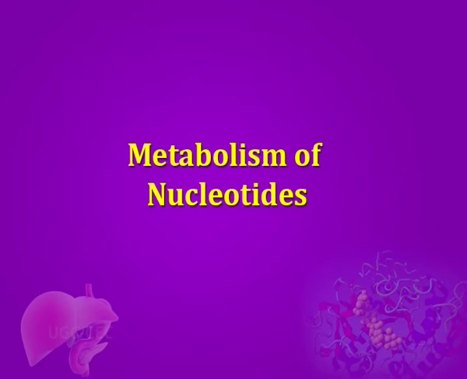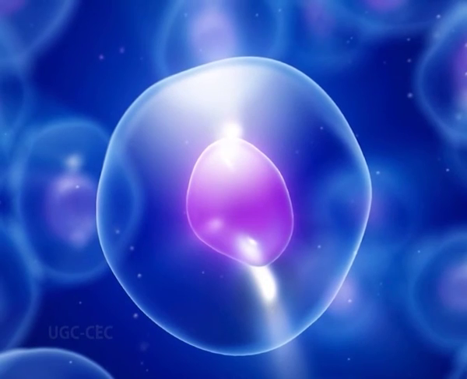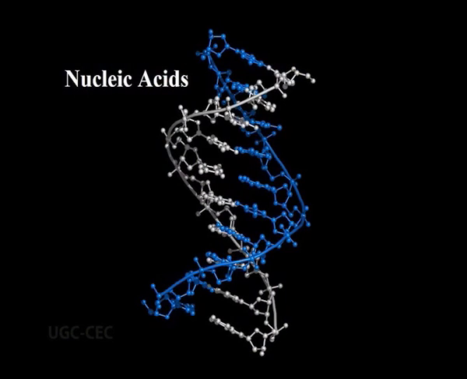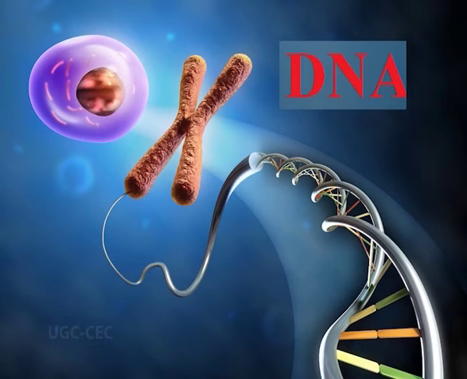Metabolism of nucleotides. It is a known fact that nucleotides are the information-carrying macromolecules of the cell and are the building blocks of nucleic acids. The two types of nucleic acids are ribonucleic acid, called RNA, and deoxyribonucleic acid, called DNA.